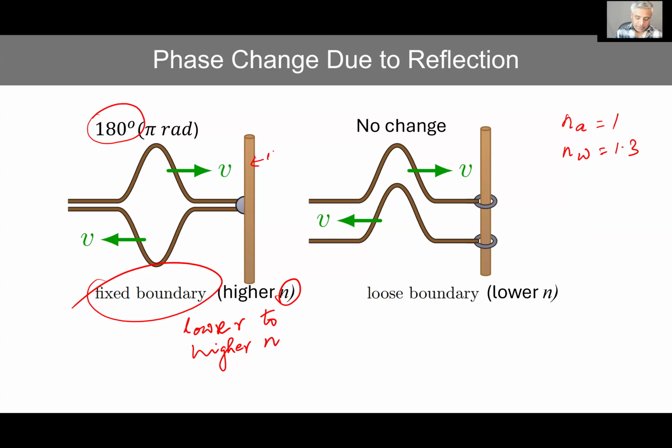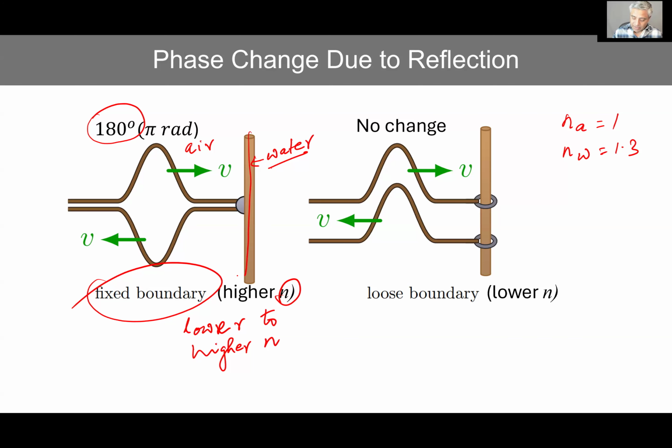So water, air, for example. The higher refractive index of water means it acts like a fixed boundary. So when the wave reflects from the water, it reverses the phase. It changes phase by 180 degrees. Okay, so that's what that is.